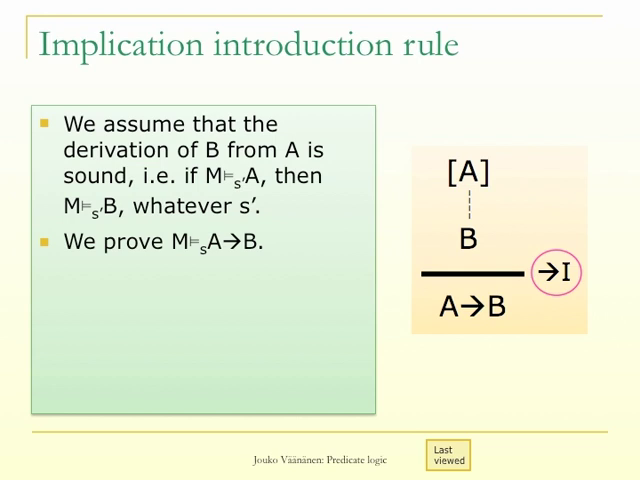Now we prove that this S that we have satisfies A implies B. Case 1. S does not satisfy A. Well, then it certainly satisfies A implies B. The other case, S satisfies A. Now we apply the assumption. Now we apply the induction hypothesis. And we get that in this case S satisfies B in M. So anyway, S satisfies A implies B.